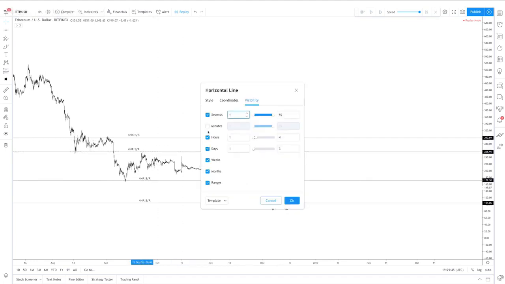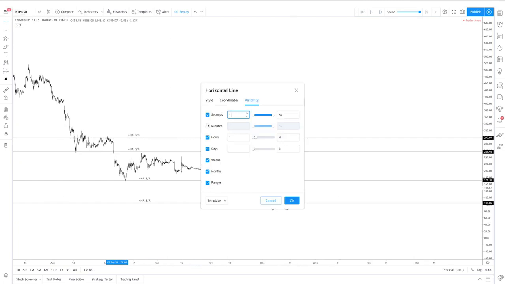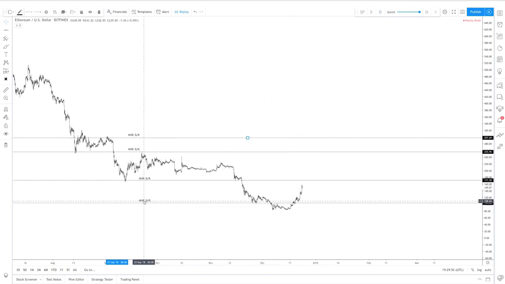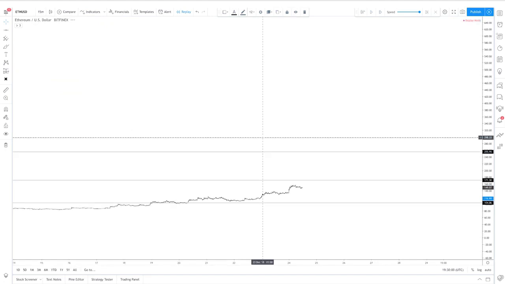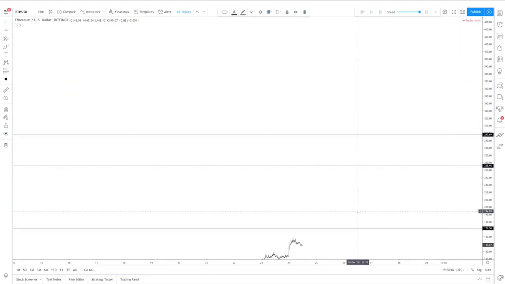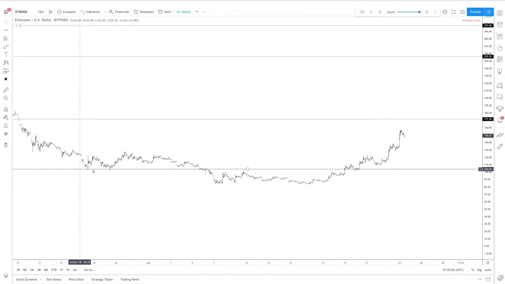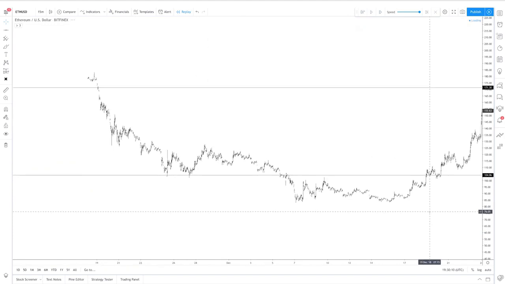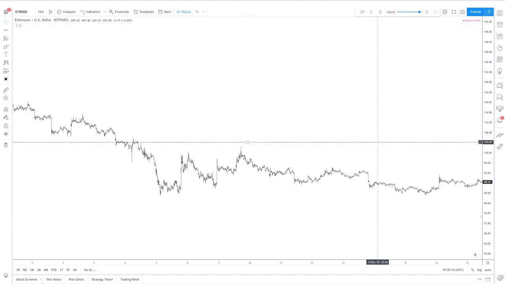This is key to really dialing in: are the levels accurate? And are these marked on minutes? Yes, they are. Okay, so let's get back to our 15-minute chart. Let's see what's going on here. Here is our support. Here is basically our breakdown point from that support, right?